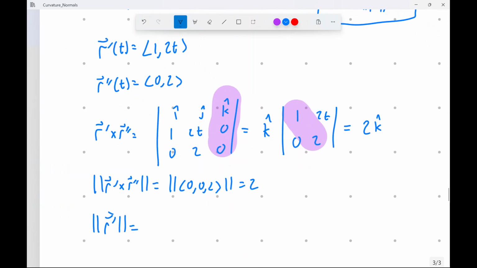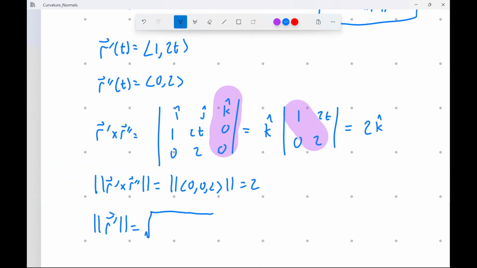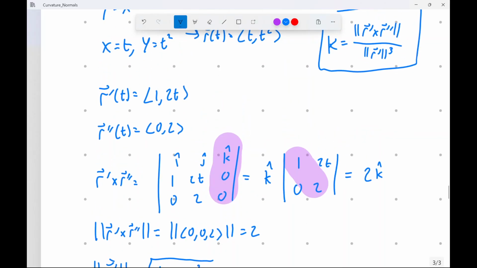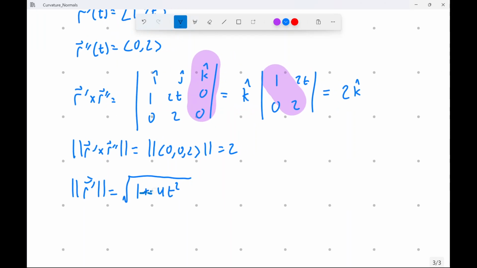So r prime is 1 comma 2t, so the length of that is the square root of 1 plus 2t squared, which is 4t squared. I'll write this out a bit more carefully: 1 squared plus (2t) squared, which is the square root of 1 plus 4t squared. Be careful to distribute this power of 2 into everything.